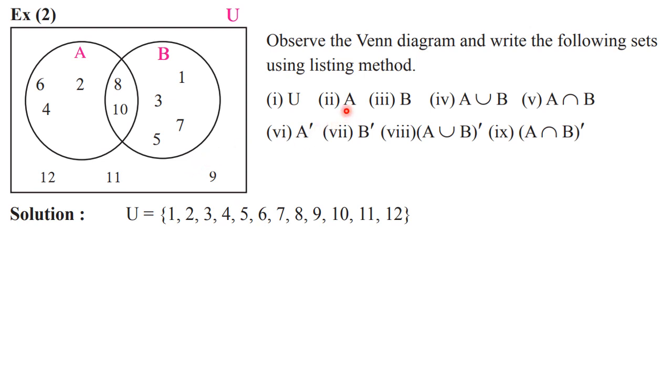Then next is set A. So see set A, this circle here. So you will write down all the elements from this circle. 2, 4, 6, 8 and 10. So that is your set A. See, set A contains elements 2, 4, 6, 8 and 10. Then you have to write down set B. So see the second circle where B is written. Okay, and write down all the elements from set B. 1, 3, 5, 7, 8 and 10.